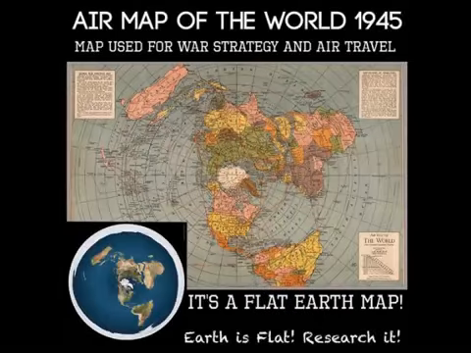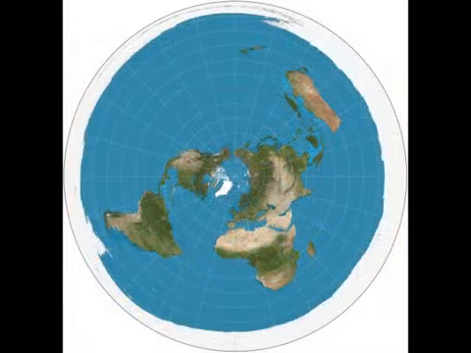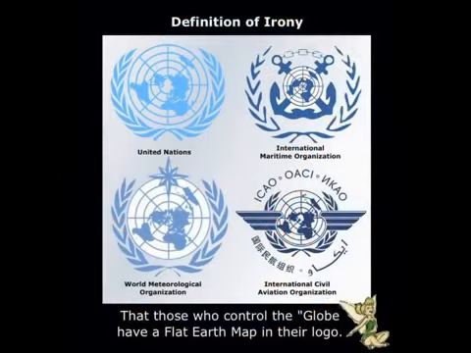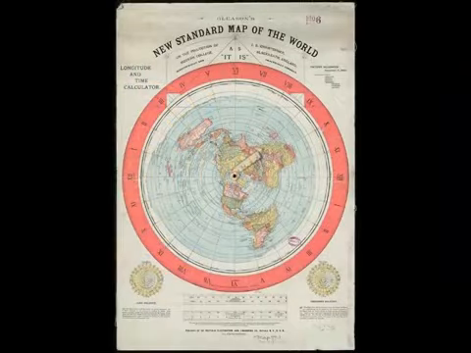The azimuthal equidistant projection map that the USGS actually uses is the flat Earth map. The UN logo is another example of it. The UN logo is actually a flat Earth map, divided into 33 Masonic sections, by the way. But you can just type in flat Earth map on Google.